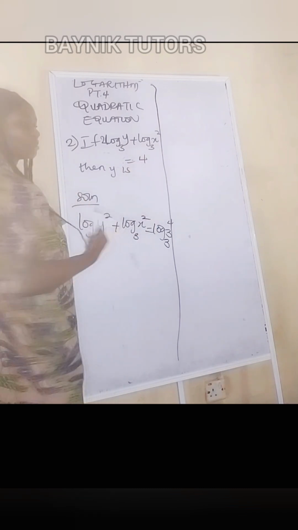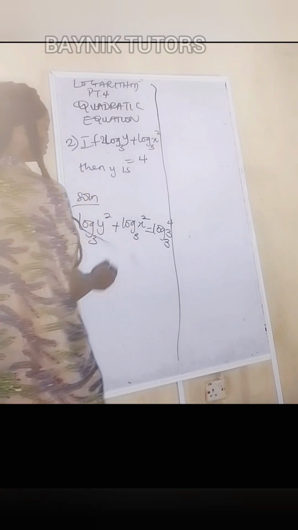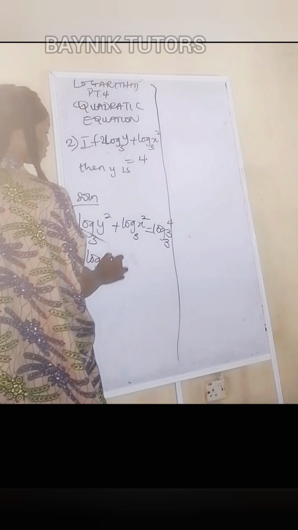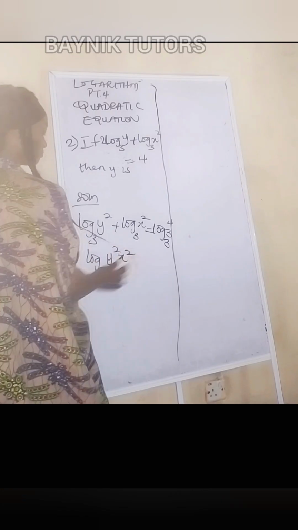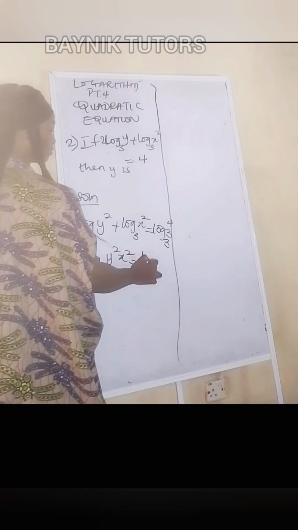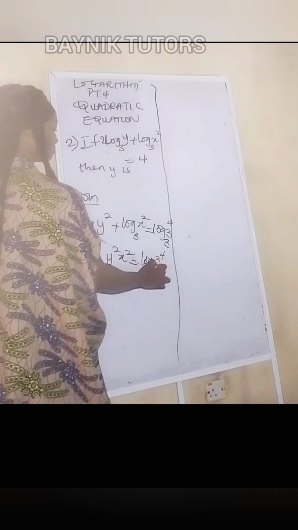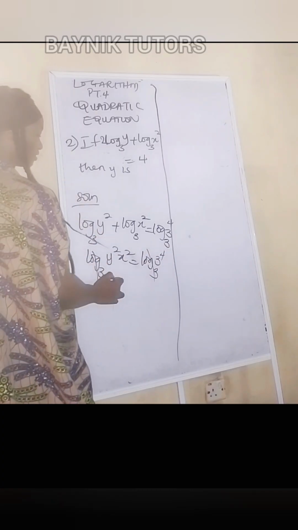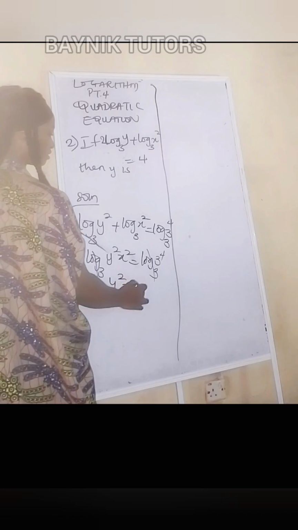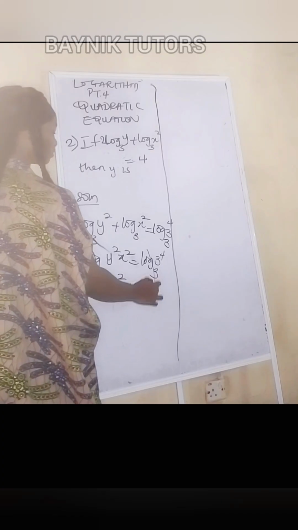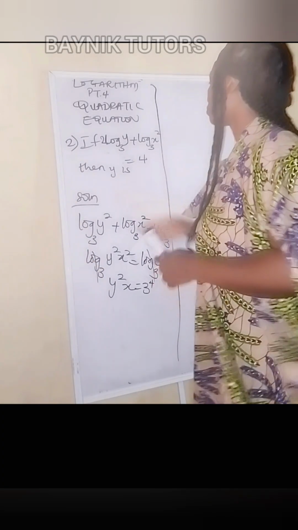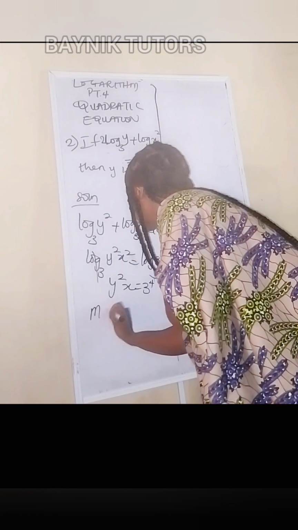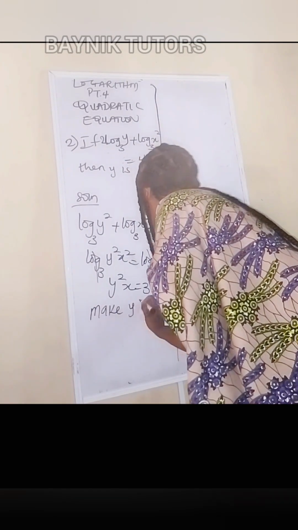So when we are doing addition of logs, what is it? Multiplication. So now we have log y squared x squared base 3 equals log 3 raised to power 4 base 3. So what will you do? We cancel the log base 3. So we are left with y squared x equals 3 raised to power 4. So now since we are asked to get y, I want to get y. So we make y the subject of the formula.